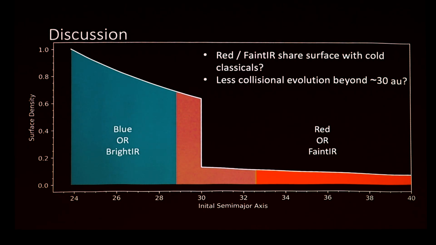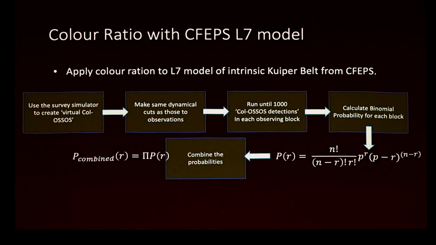I have started looking at that, but the numbers aren't good enough to go in this yet, unfortunately. But if there's lower density of material for one surface versus the other, it suggests that the formation might be slightly different. And then just as a little aside, since I was doing this work anyway, you may as well have a look at what the color ratio from Colossus tells you about the intrinsic color ratio within the population. So this was with the CFEPS L7 model, which I think a couple of other people have used. We'll probably do it again with the OSSOS++ model once it's finished, but this is definitely good enough for now.